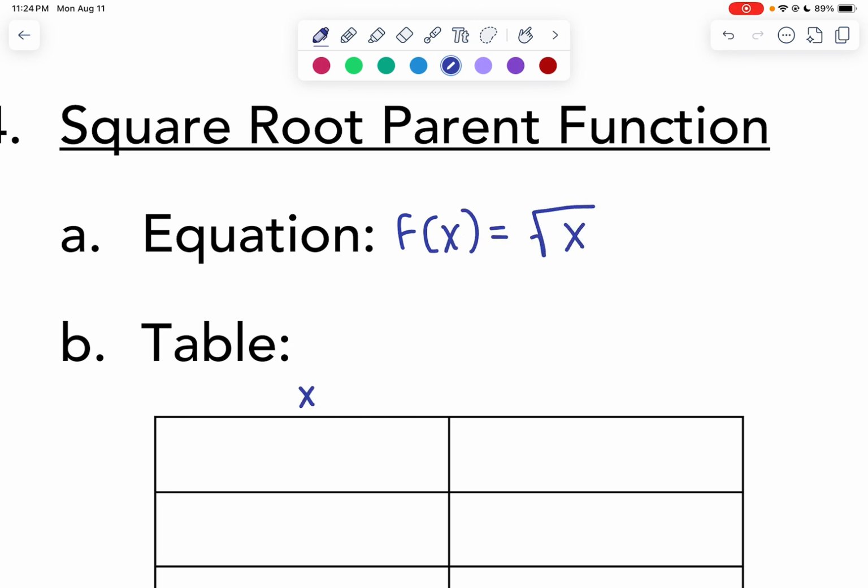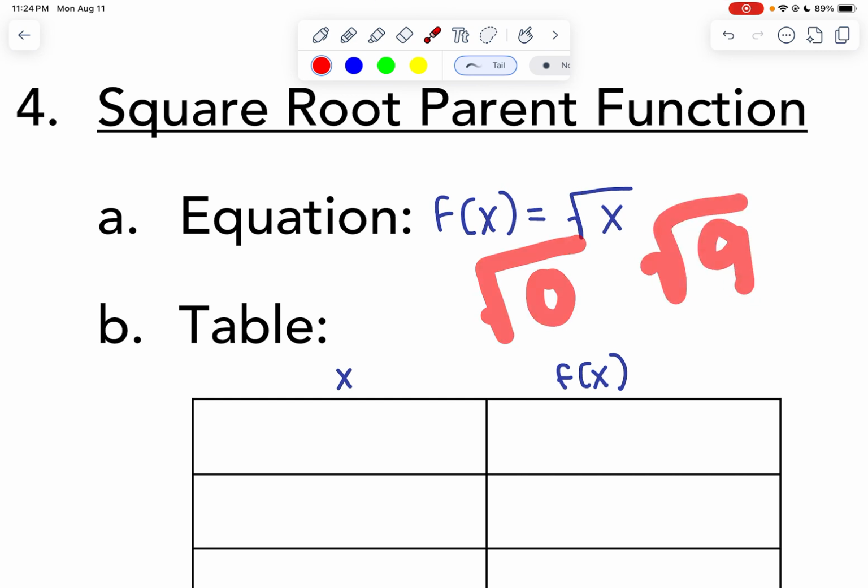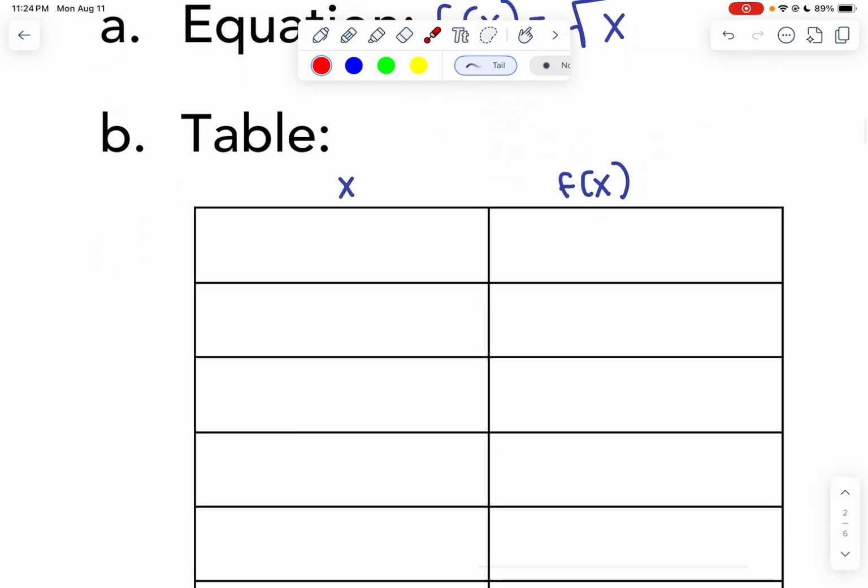So when I come over to my table to plug in numbers, I don't want to start with -3. Because if I ask you what the square root of -3 is, that's actually an imaginary number, which isn't going to pop up on our graph. But if I asked you what the square root of 0 is, you know that. If I asked you the square root of 9, you would know that. So let's start with 0. What's the square root of 0 going to be? 0. If I asked you what's the square root of 1, that would be 1. Now I don't want to do 2 because you probably don't know the square root of 2. So think, what's your next perfect square?